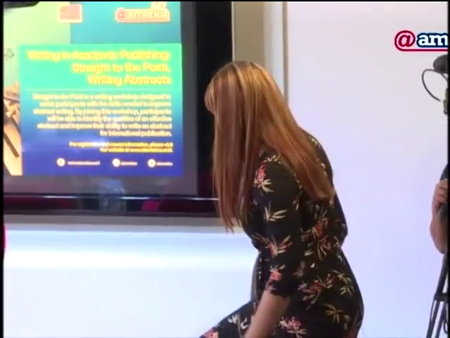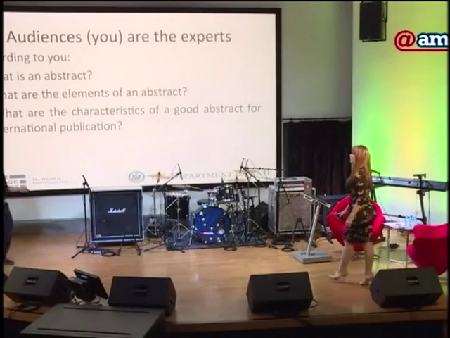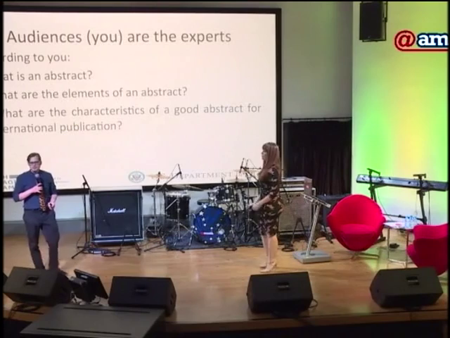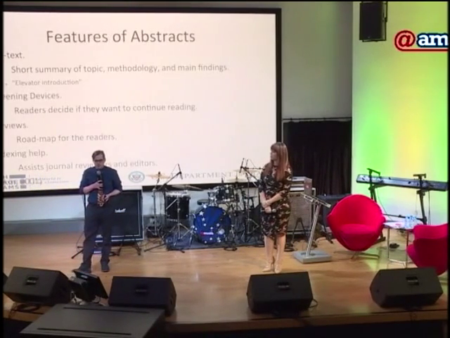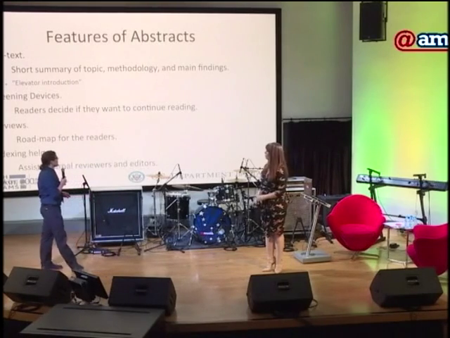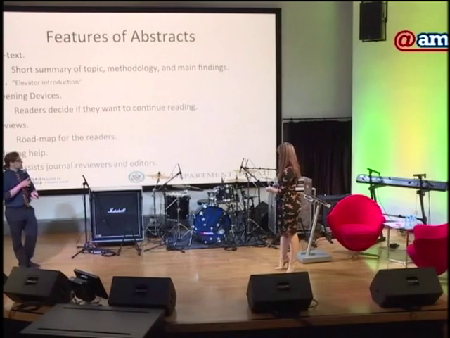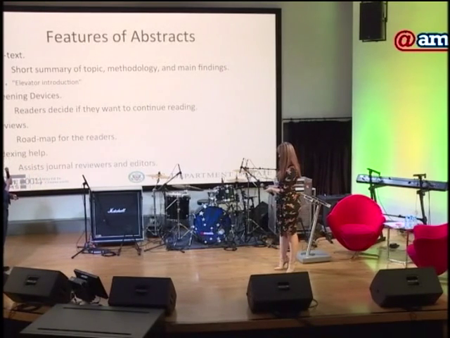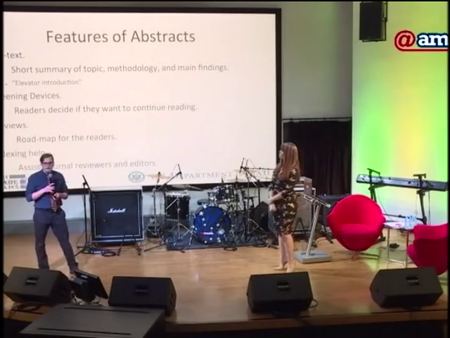We'll talk about that. So you guys are the experts. That's why we wanted to ask you. You are the experts. And when we asked these 3 questions and your groups answered the questions, you pretty much had the answers correct. What are the features of a good abstract? Well, what we need to know about abstracts, you already know what we need to tell you. We know that it's a mini text. It's a summary of the topic, a summary of the methodology, and the main findings. Think of it as an elevator conversation.